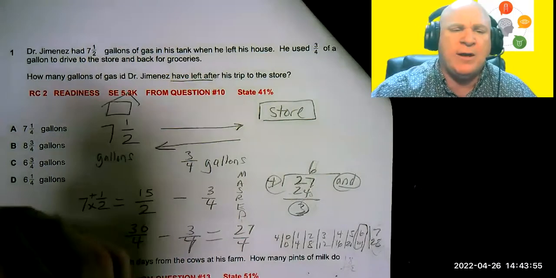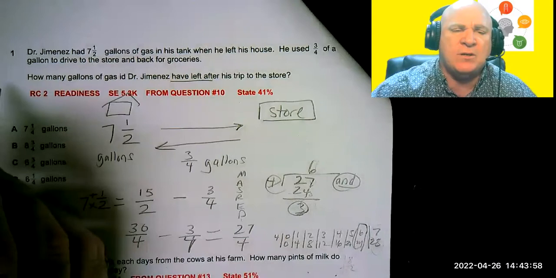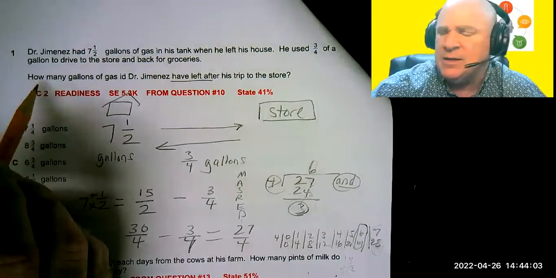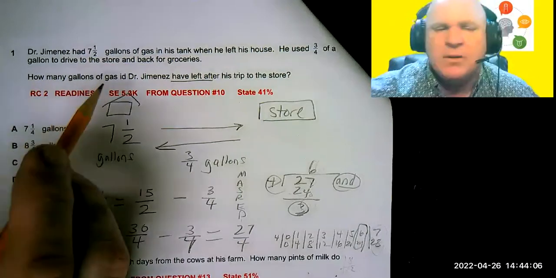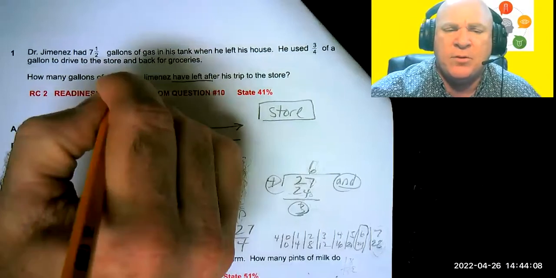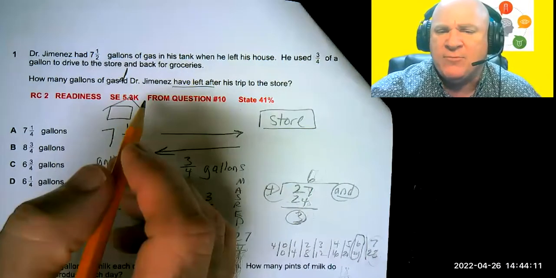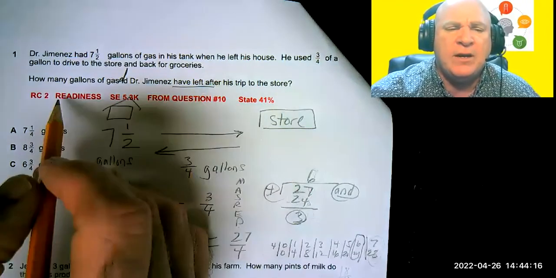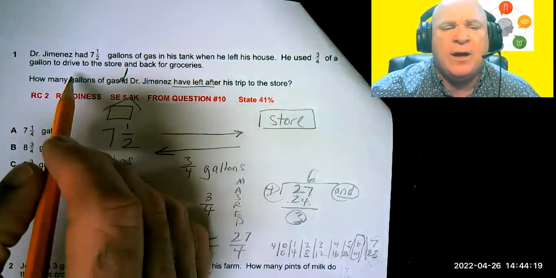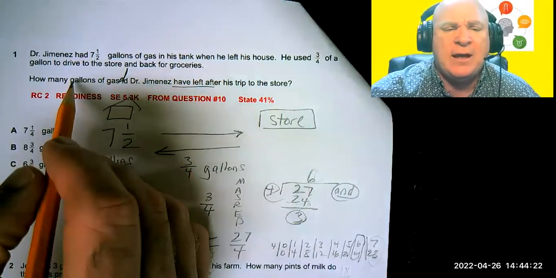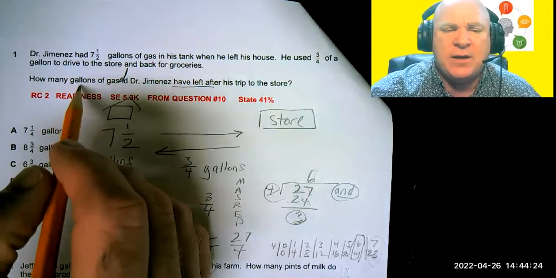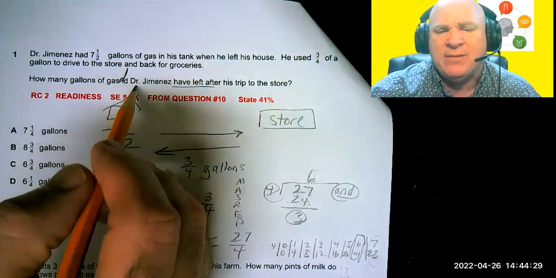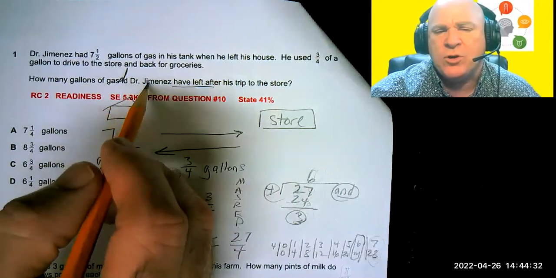So right away, if we look at the question instead of the problem, it says how many gallons of gas did, and I made a mistake. I'm noticing my errors after already posting them. Dr. Jimenez have left after his trip to the store. So if I'm teaching reading and I'm also teaching math, I would say capital, how many gallons, plural, of gas did, past tense, capital Dr. period, title, capital Jimenez last name, have left after his trip to the store, question mark.